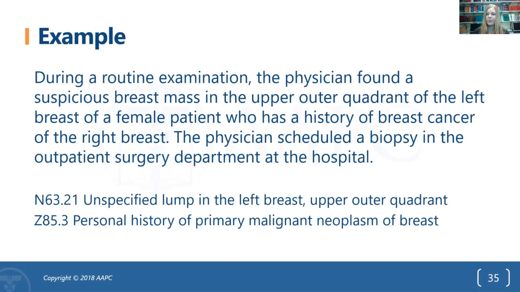So let's look at an example. During a routine examination, the physician found a suspicious mass in the upper outer quadrant of the left breast of a female patient who also has a history of breast cancer. He schedules a biopsy of that breast lesion. The first code that we're going to report is that unspecified lump of the breast, N63.21. But that history code is important too, because that might drive some medical necessity. So we want to use that as well: Z85.3, personal history of primary malignant neoplasm of the breast.